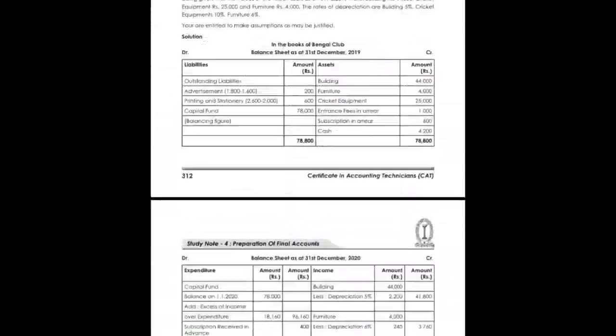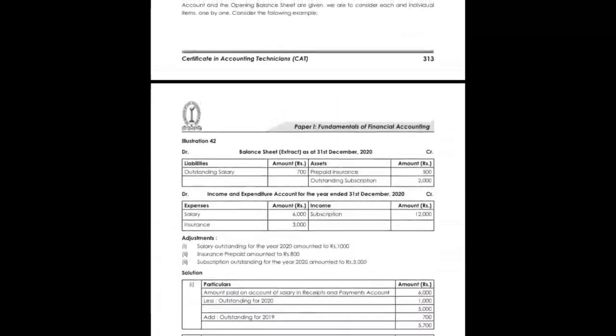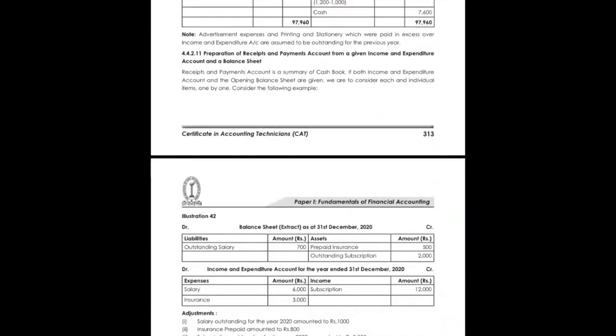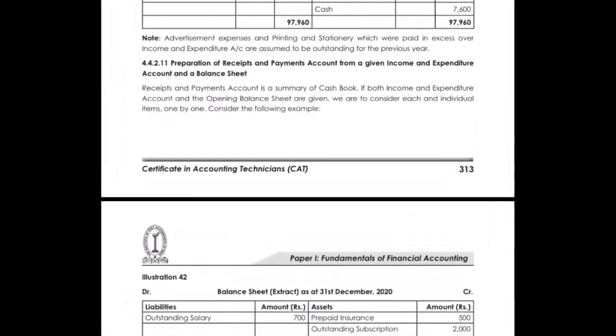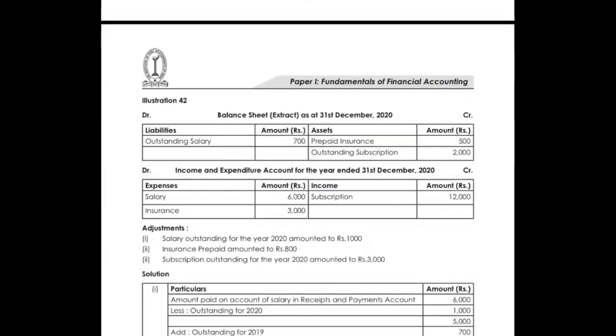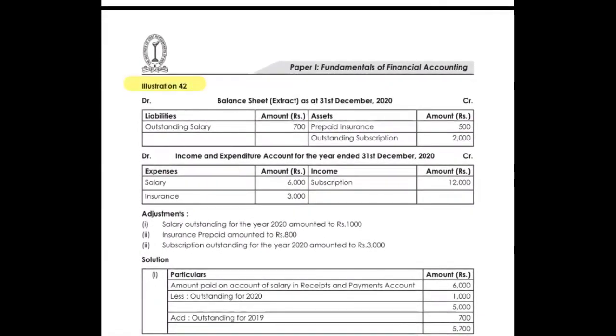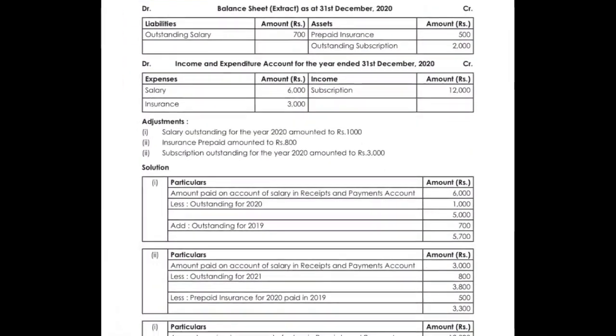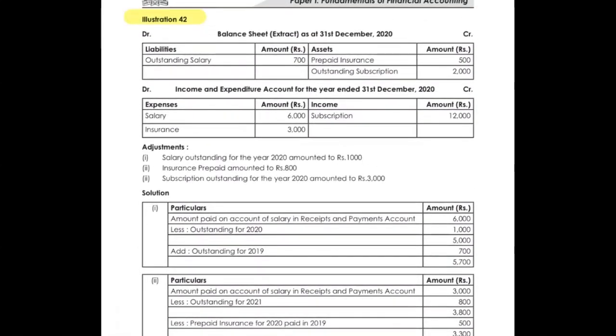And now, if you want to prepare the reverse order, you need to prepare the receipt and payment account from a given income and expenditure account and a balance sheet. So this is a reverse type of question, which you can try. Illustration number 42. Okay, just do it together. Let's do it together right now.